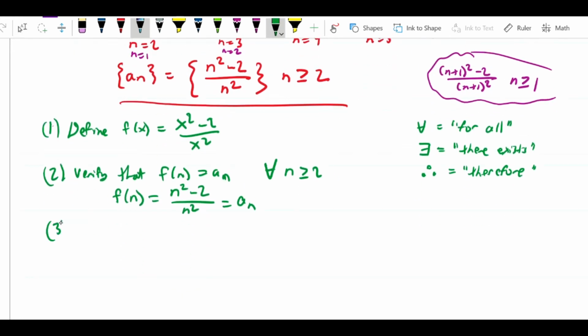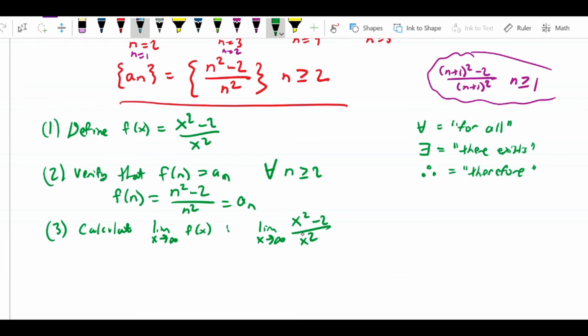So now 3, we want to calculate the limit as x approaches infinity of f of x. That's fairly easy to do, because we have the limit as x approaches infinity of x squared minus 2 over x squared. Now I know that some of you, if you've taken Calc 1 and learned L'Hopital's rule, look at this and say, oh, that's an infinity over infinity limit. I'm just going to use L'Hopital's rule. It's kind of a waste to use L'Hopital's rule for a function that's this simple.